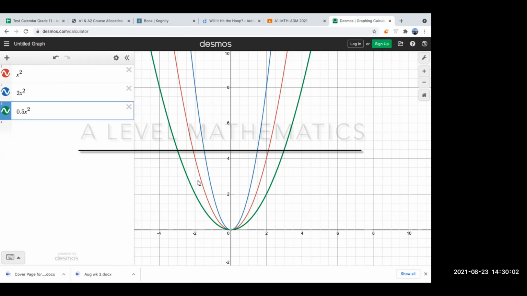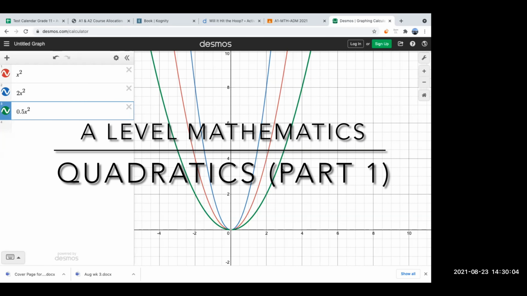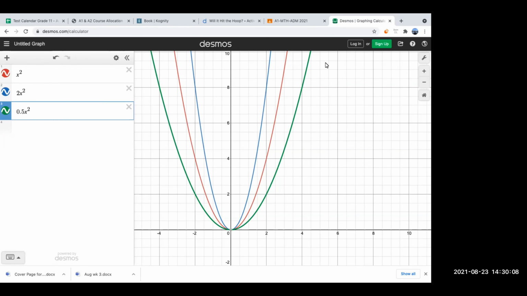5x squared is a little flatter graph. It is less steep than the x squared graph. Yes, this is an upward parabola. Good. Now, the shape that you are right now seeing is a parabola.